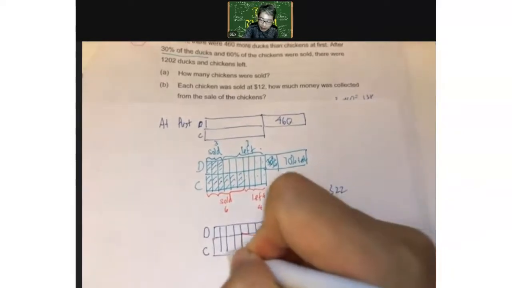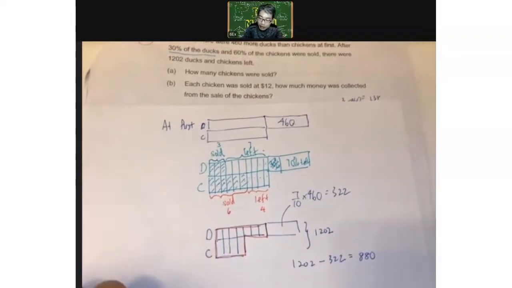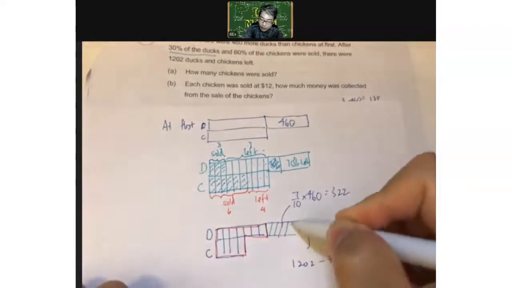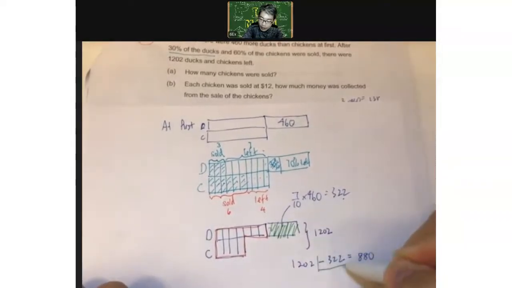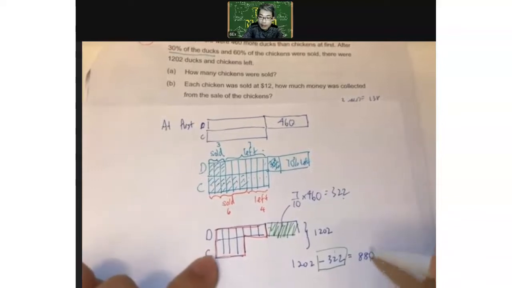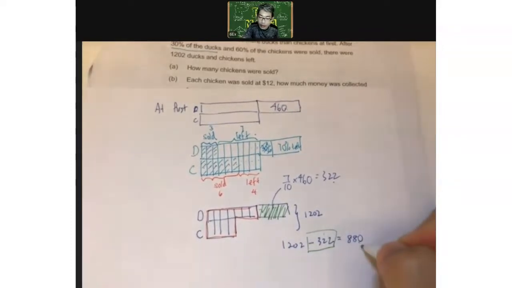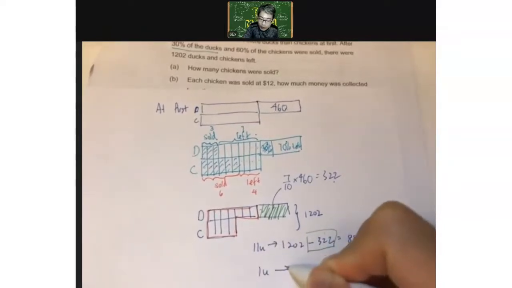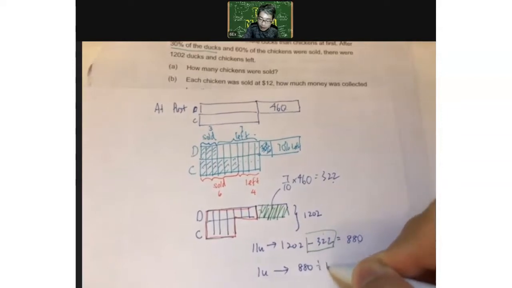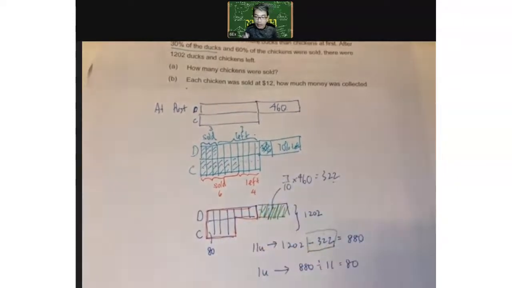This would be the 880, because the 322, this part, was already subtracted away here. So what's left is the 880. Now here what do we have? 1, 2, 3, 4, 5, 6, 7, 8, 9, 10, 11. 11 parts there is equivalent to 880. 11 parts is 880. So 1 part, or 1 unit, is 880 divided by 11, and I'll have 80. So every 1 part here is 80 animals.